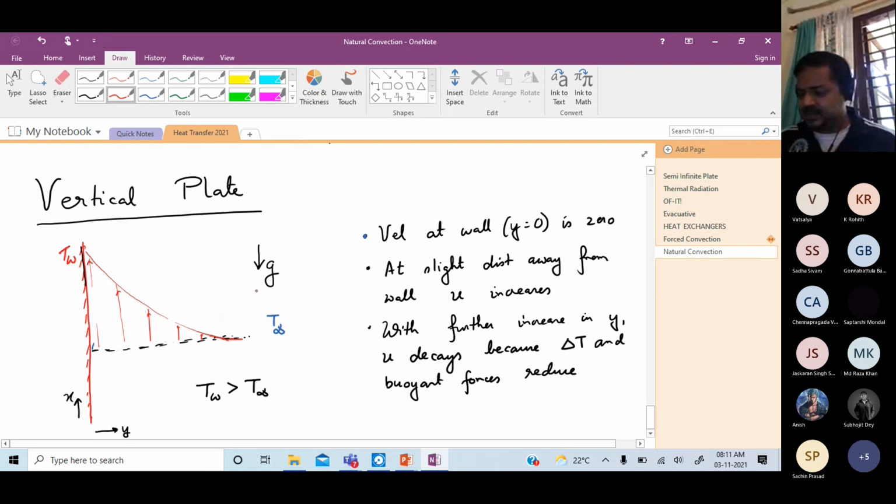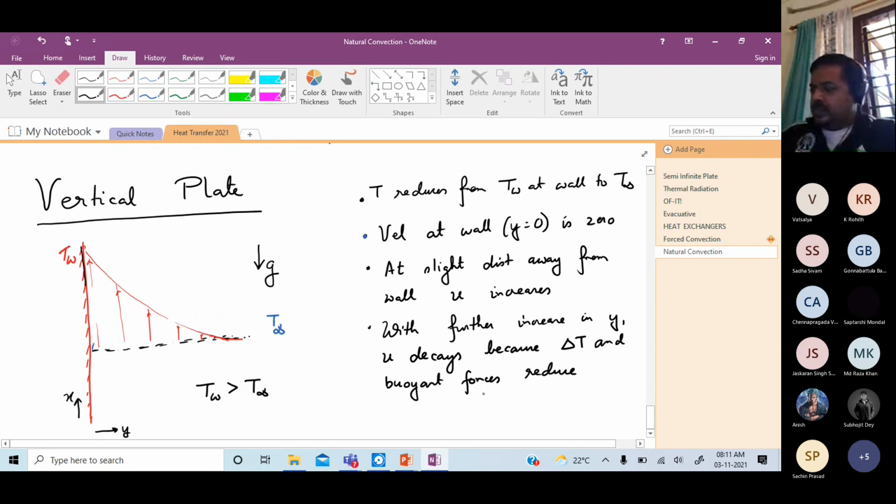This is how the temperature changes. So let me write that also. Temperature. Now, because this reduces, what happens is that the velocity will also reduce. What happens over here when the temperature of the air is at the ambient temperature? There is no buoyant force and therefore no velocity as well.